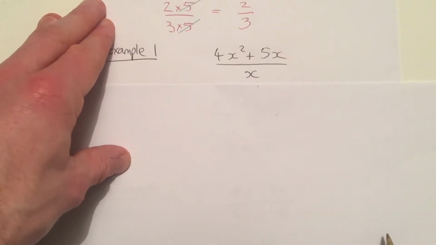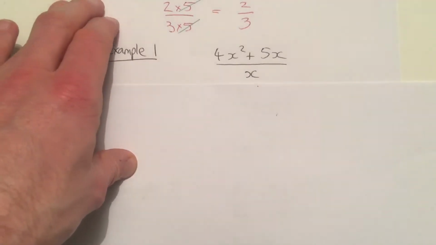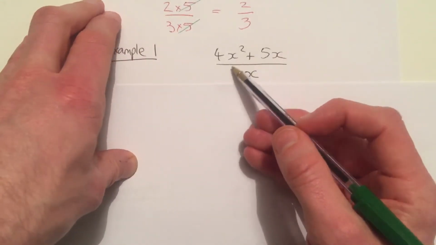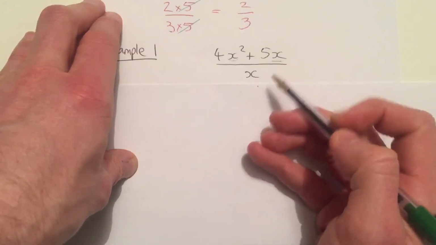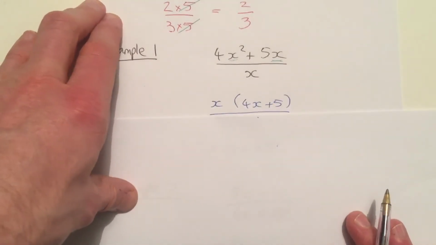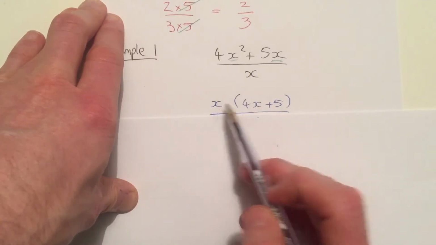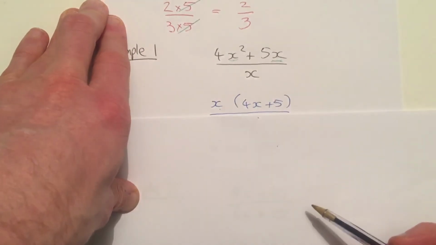I'm first going to write out the numerator and the denominator as their factors. So I'm going to factorise them. The numerator, I can see I've got an x here and an x here, so I can factorise that x outside. X times 4x is 4x squared. X times 5 is the 5x. So I've just factorised the numerator.